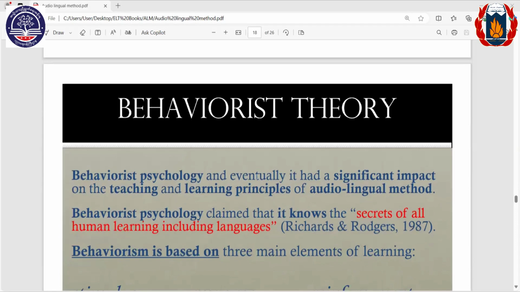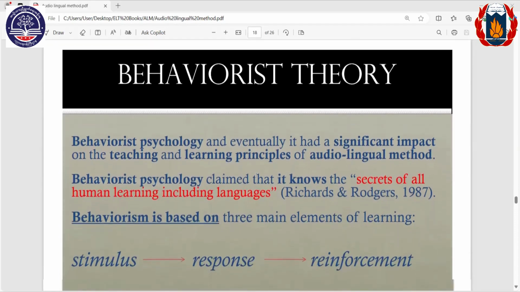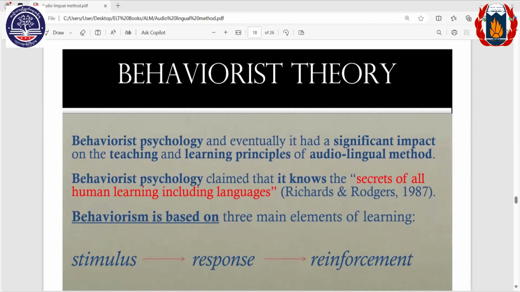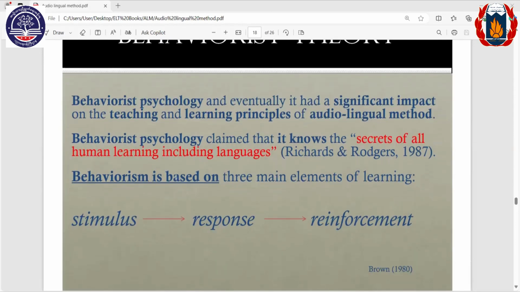Now, let's see the underlying philosophy or theory. The audiolingual approach is mainly based on behavioral psychology. It also has a strong impact on the teaching and learning principles of the audiolingual approach. The behaviorists claim that they know the secrets of all human learning, including languages. We use behavioral psychology mostly in education.